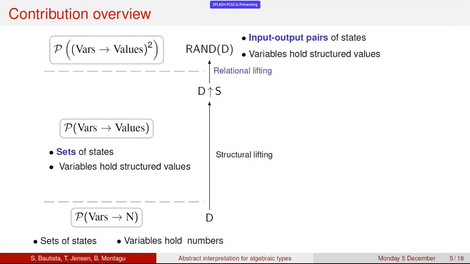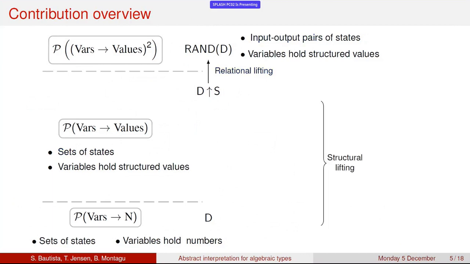Then I extend this domain again with an extension that I call the relational lifting in order to have an abstract domain that abstracts input-output pairs of states in which in each state, each variable holds a structured value. And so this is how I reach an abstract domain capable to talk about input-output behaviors and about algebraic data types. So in the first lifting, we actually proceed in multiple steps.